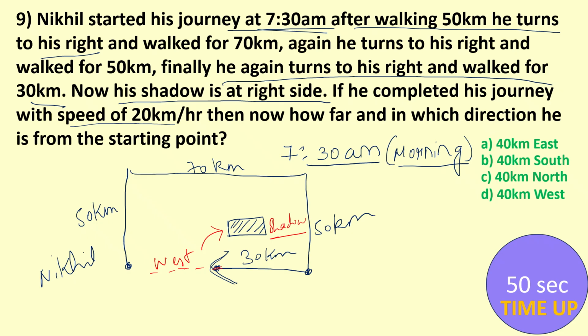Now I told you in the previous class, once you draw the shadow, you have to check the time. What time have they given? They have given 7:30 a.m., that is in the morning time. So in the morning time, where will the shadow fall? The shadow will fall in the west.